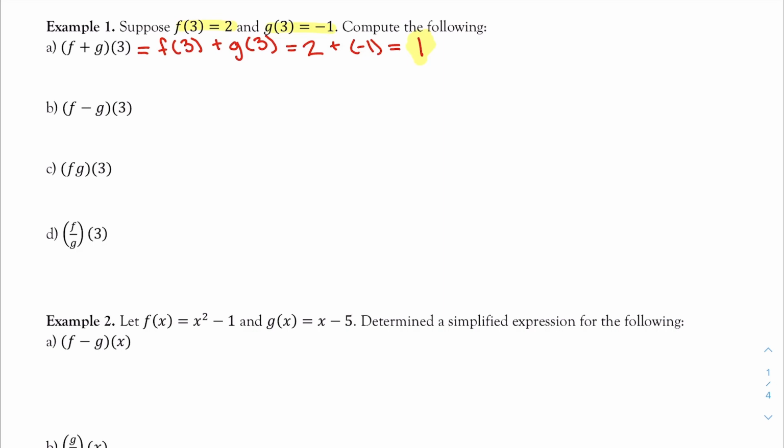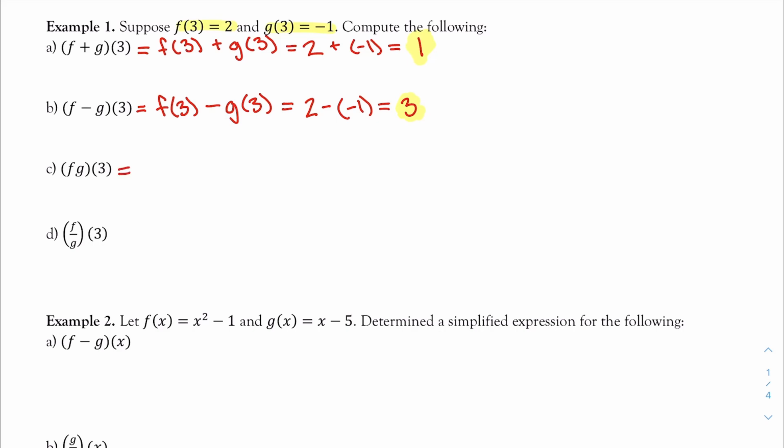So for part B, you can imagine I pretty much have a very similar situation. F minus g of 3 is equal to f of 3 minus g of 3. Using what I know from my instructions, I know f of 3 is 2 minus g of 3 is negative 1. So I have 2 minus negative 1, or in other words, 2 plus 1, giving me 3. So I'm done with part B. All I'm doing is applying this operation to my f of 3 and g of 3. So see if you can get the answers for part C and D.